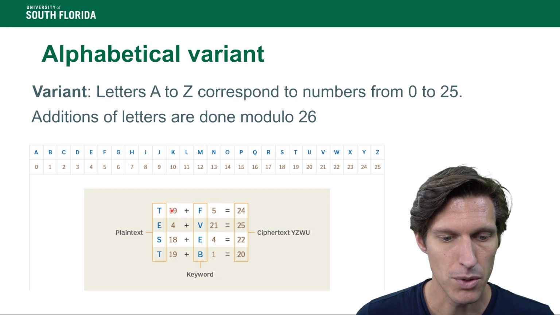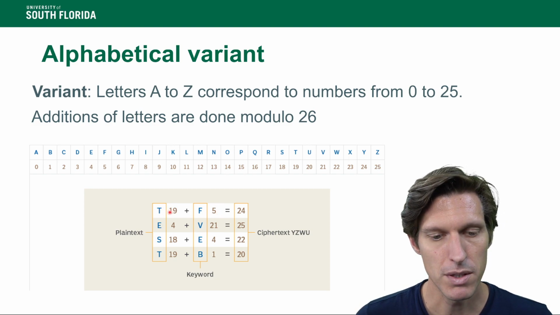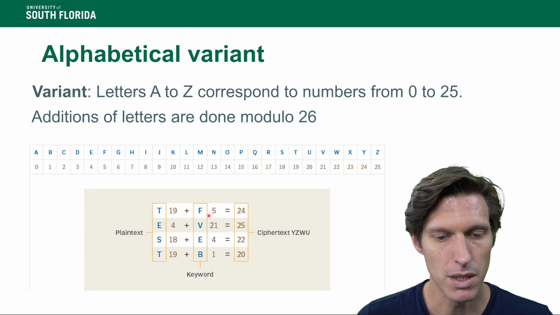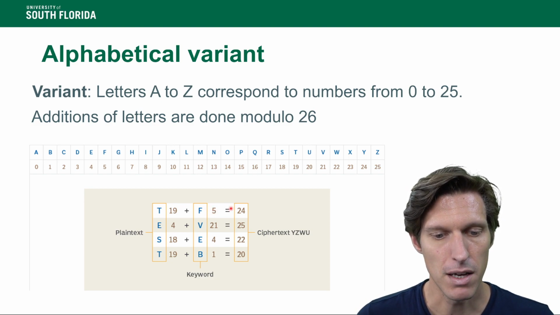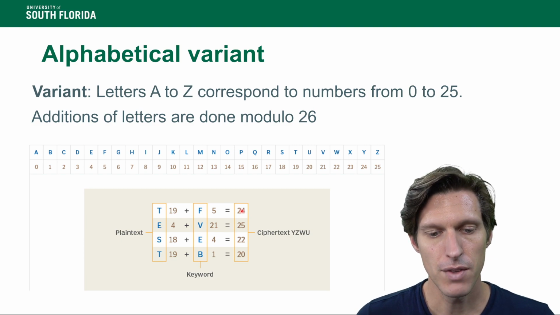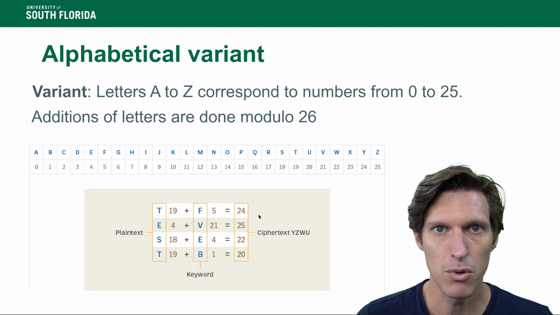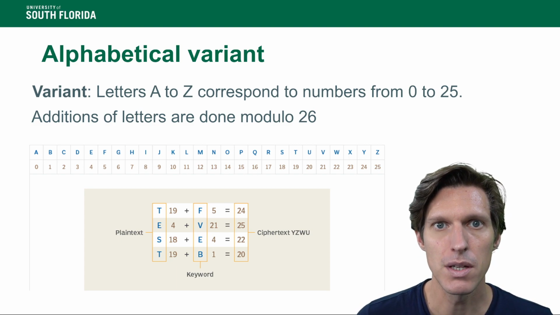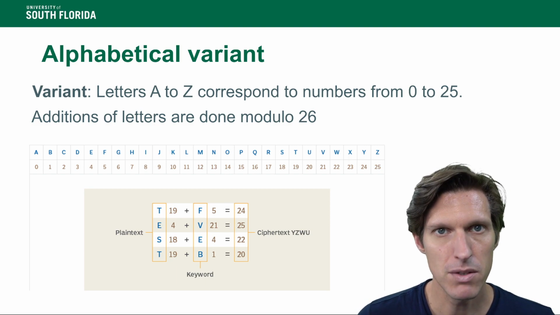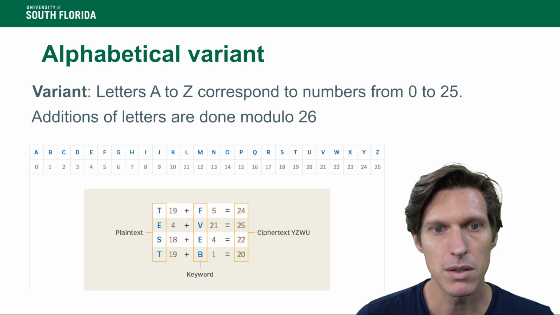So here's an example: you take this 19 corresponding to T, you add an F, which really means adding a 5, and that gives you a 24. Now, if that number exceeds 26, then you just reduce it modulo 26. Remember from our first lecture of the series of modules on mathematical prerequisites. So you take the remainder of the integer division by 26. It's fundamentally the same thing, but sometimes the Vernam cipher is presented in terms of letters of the alphabet rather than bit strings.